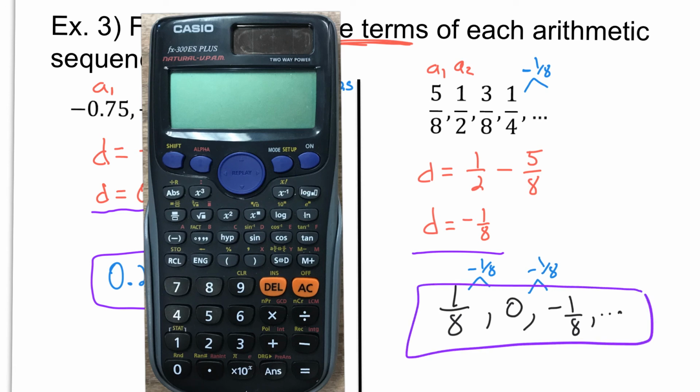So remember that when you guys have decimals and fractions, it's a lot easier to use the calculator. So if you guys can get one, Casio works really, really well. And then you guys just find out the common difference, and then you use the common difference to find the next term.